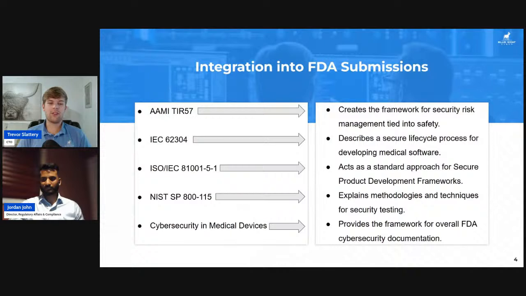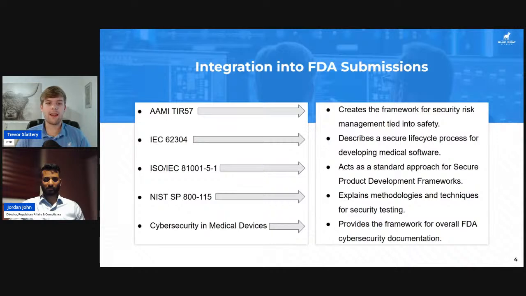Similarly, with IEC 62304, we want to integrate that early on to describe our secure lifecycle process. So this isn't necessarily going to be about specific controls, what we're doing for a specific design choice. This is more looking at how we're integrating a secure lifecycle into our development cycle. Like Jordan was saying, the FDA wants to see that medical devices are designed with security in mind, as opposed to having security retrofitted at the end. IEC 62304 ensures that we're following that process.